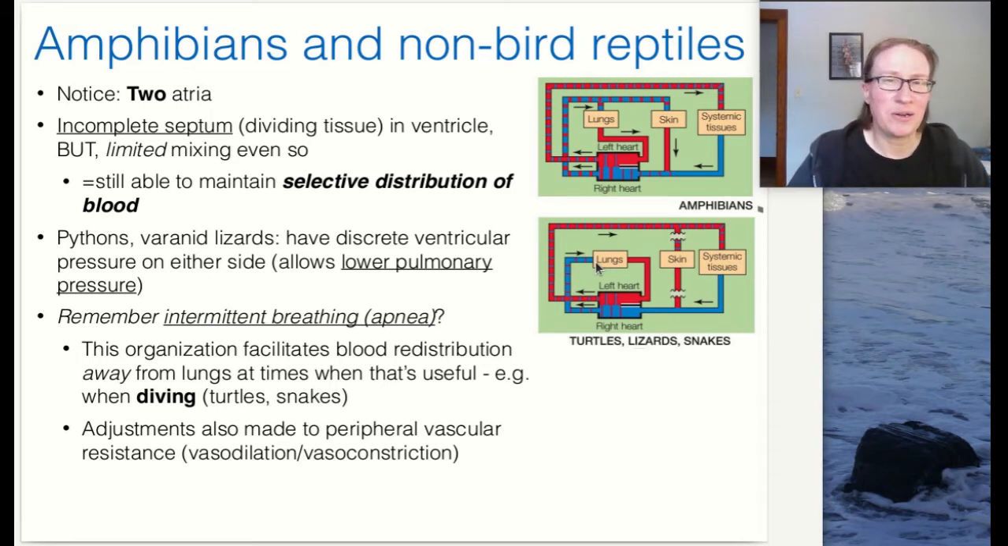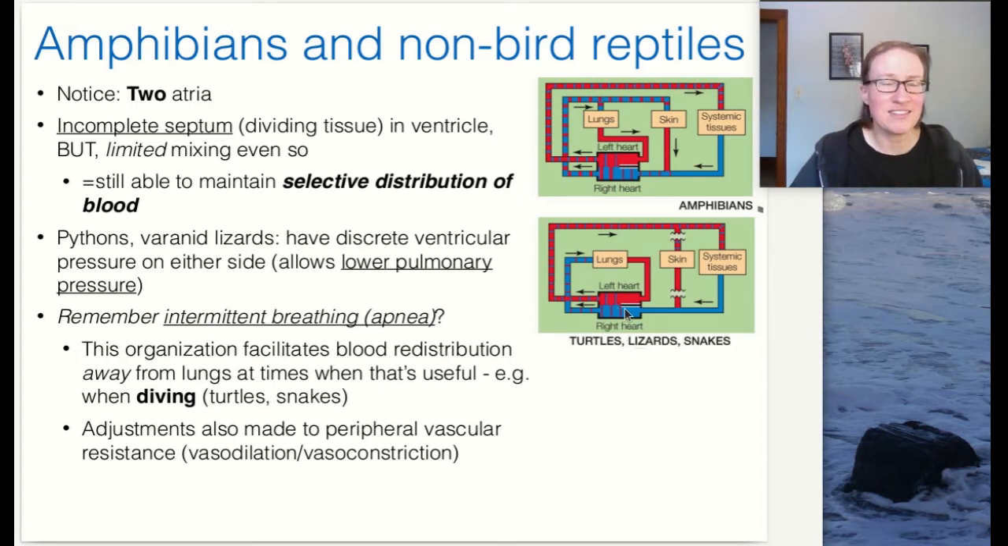So there's one more thing we want to talk about with amphibian and non-bird reptile breathing, which is you might remember that both of these taxonomic groups engage in different forms of intermittent breathing. So they're not breathing consistently in and out all the time. They can go through periods where they will hold their breath. So with intermittent breathing, there's something very convenient about this type of circulatory organization for an animal that is an intermittent breather.